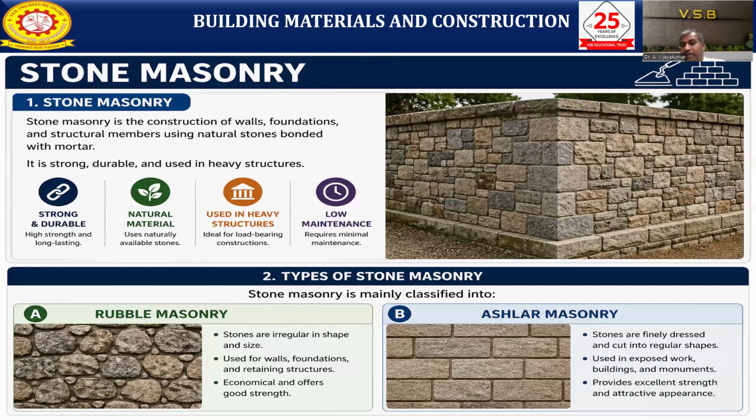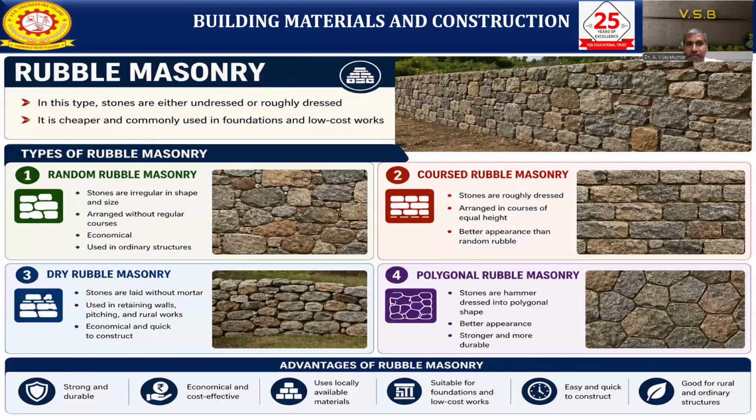Then in ashlar masonry, the stones are finely dressed using chisels. We remove all the unwanted particles and make them a uniform size, standardized and cut in regular shapes. This ashlar masonry is used for exposed work, buildings, and monuments. Ashlar masonry provides excellent strength and an attractive appearance to the structure.